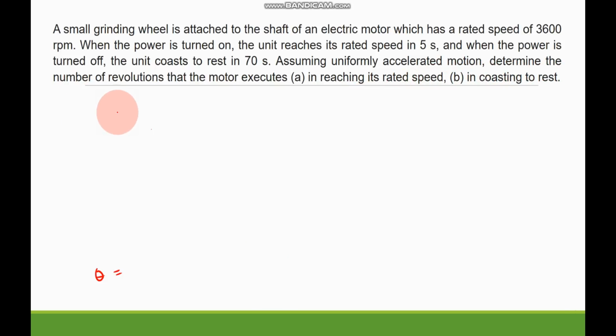So for letter B, we will determine the number of revolutions of that motor when coasted to rest. We have the word rest here, therefore the velocity would now be equal to 0. So we have the formula.